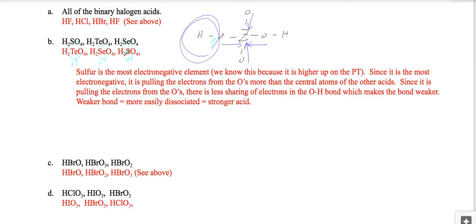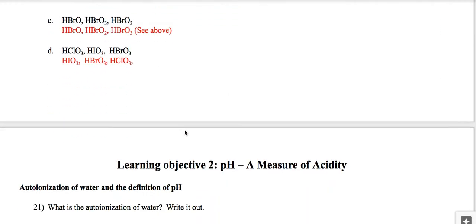So the higher the electronegativity of the central atom, the stronger this bond, the weaker this bond. So that's why this is easier to ionize. All right, there are some other ones here to practice. I only explained the ones that were different.